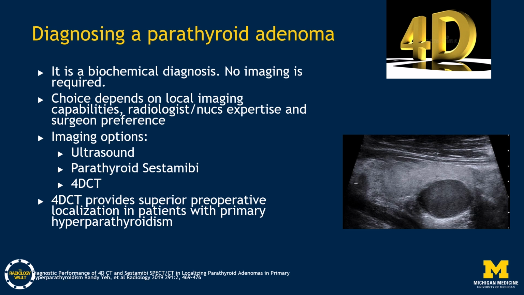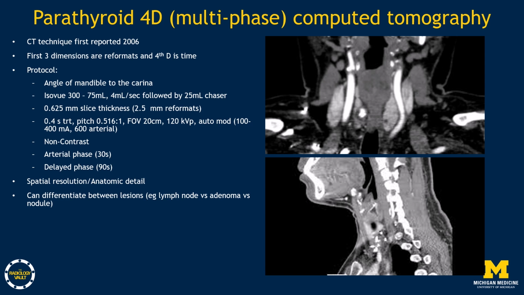Imaging choice depends on local imaging capabilities, radiologist or nuclear medicine expertise, and surgeon preference. Imaging options include ultrasound, parathyroid scintigraphy, and 4DCT. Parathyroid 4DCT technique uses 3 phases: a non-contrast phase, an arterial phase, and a delayed phase. Imaging is from the angle of the mandible to about the carina with relatively thin slices. Its great benefit is that it has excellent spatial resolution and anatomical detail and can differentiate between lesions.